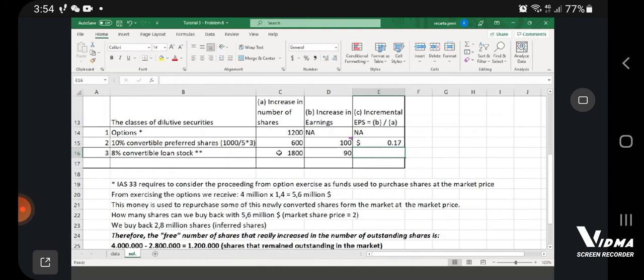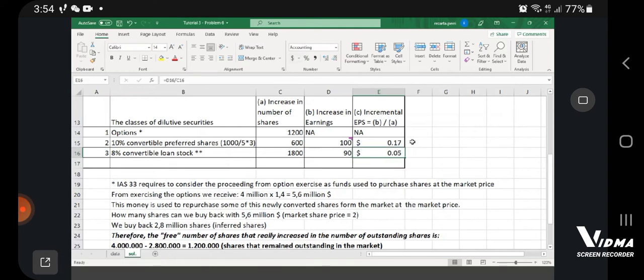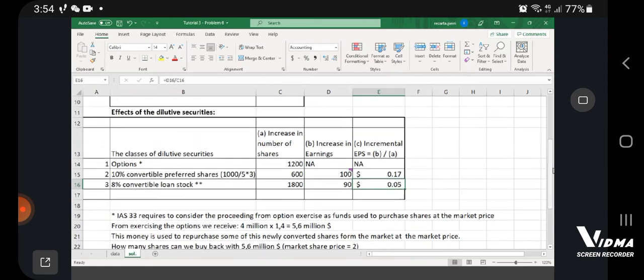Okay, so let's have the calculation of what the incremental earnings per share would be. In this case, it would be only 5 cents. Okay, so the most dilutive security is the convertible loan stock. It lowers the amount of the earnings per share. Okay, any question to clarify this exercise? Any question you need to ask?